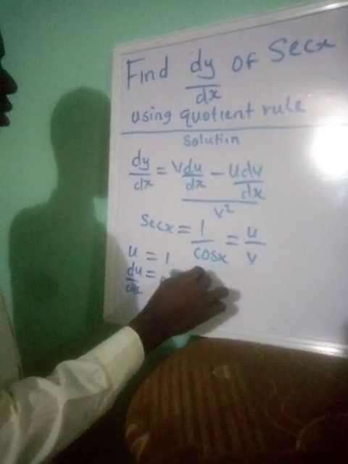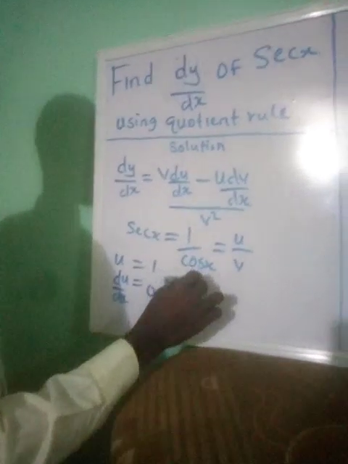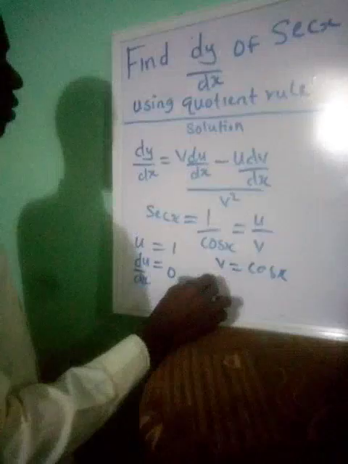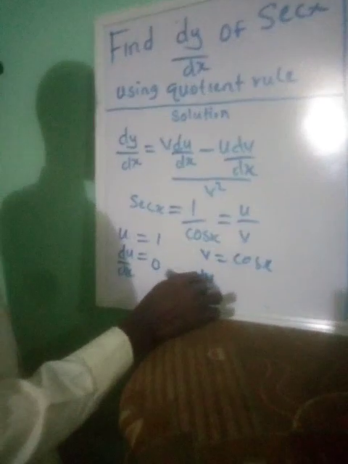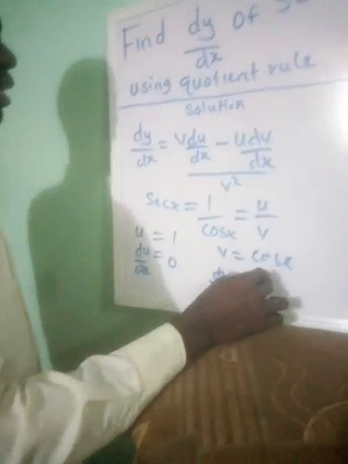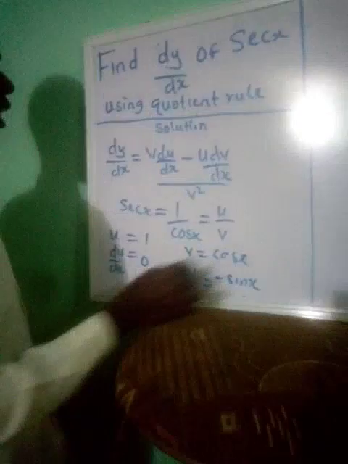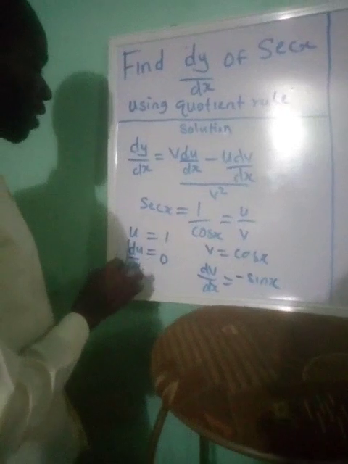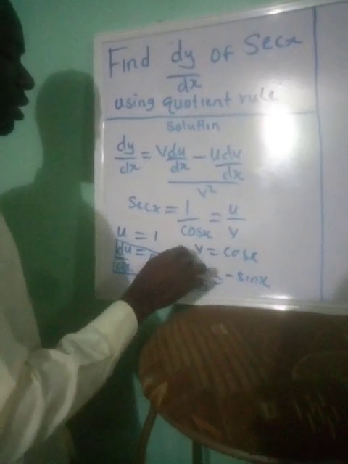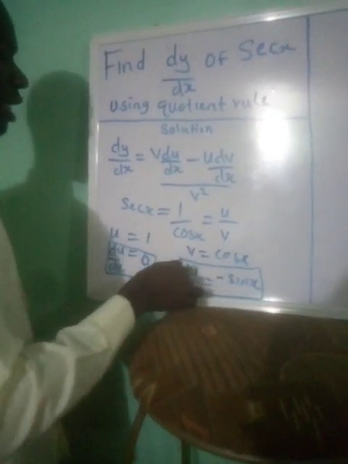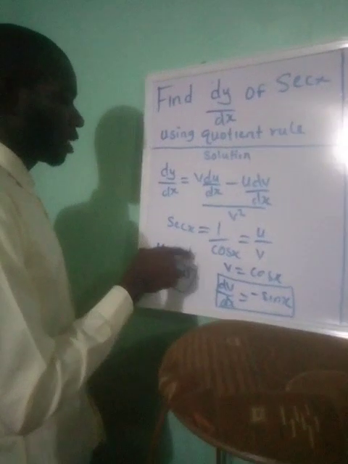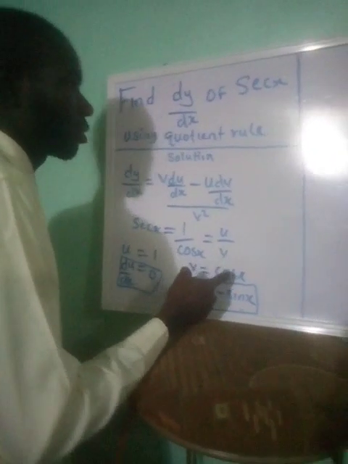Now we look for the v. Our v is cos x. And what is the derivative of v? When we are differentiating cos x, we are going to have minus sin x. So already we have our du over dx, we have our dv over dx, and we have our u to be equal to 1 and our v to be equal to cos x.